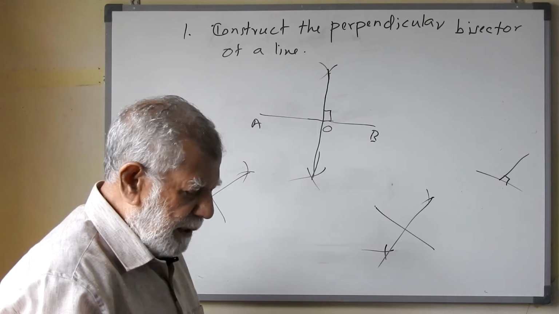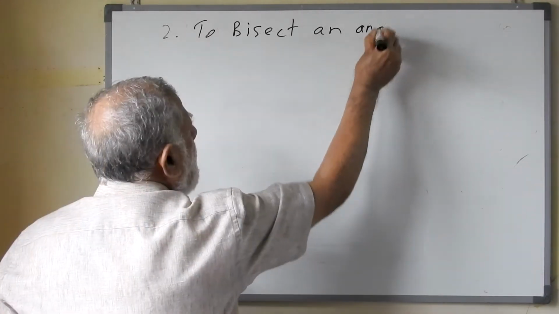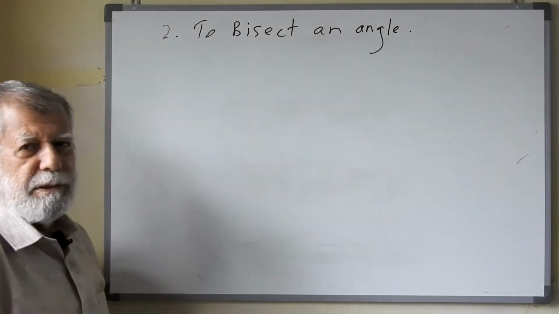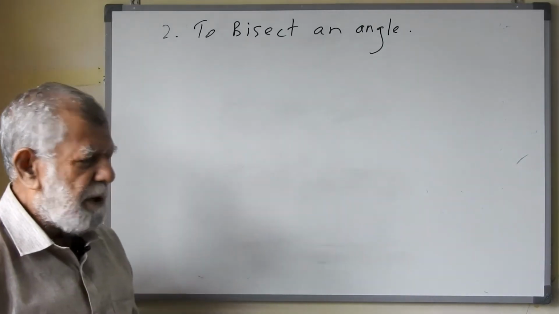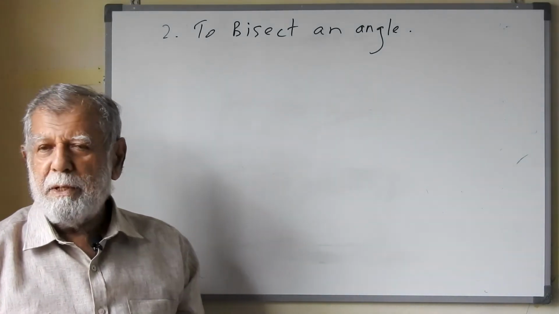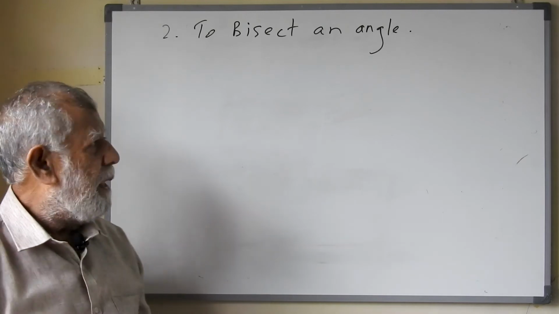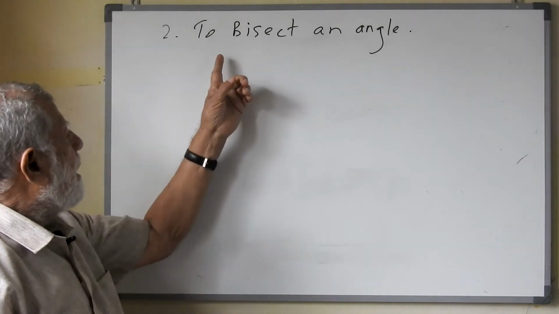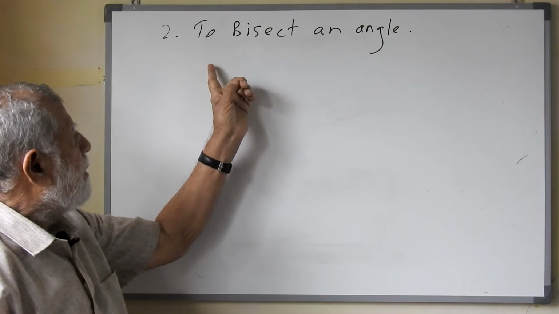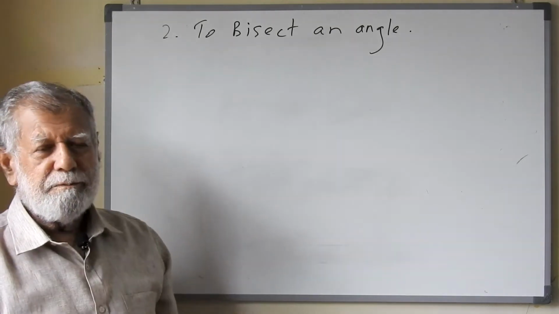Okay, we'll go to another exercise. This is the second construction that we are doing, children. The first construction was drawing the perpendicular bisector to a given line. Now the second construction that we'll do is to bisect an angle.